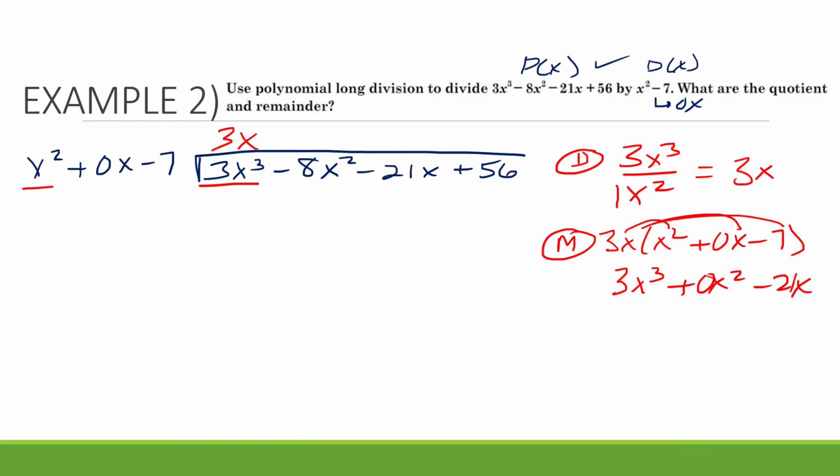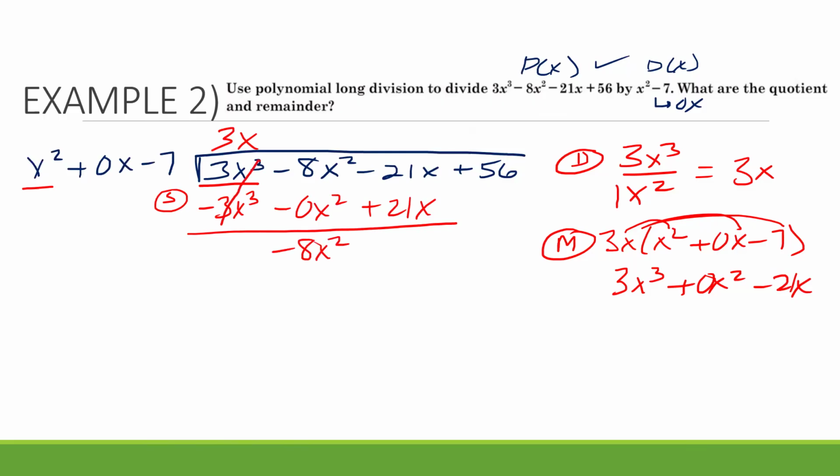All right, after we multiply, we then do what? Subtract. And subtracting polynomials means we are changing signs and combining. So that means we're going to have a negative 3x cubed, a negative 0x squared, a positive 21x. And combine, this cancels out. We're left with negative 8x squared. We're left with 0x. And then after we subtract, we're going to bring it on down and repeat, if possible. Can we repeat? We can.